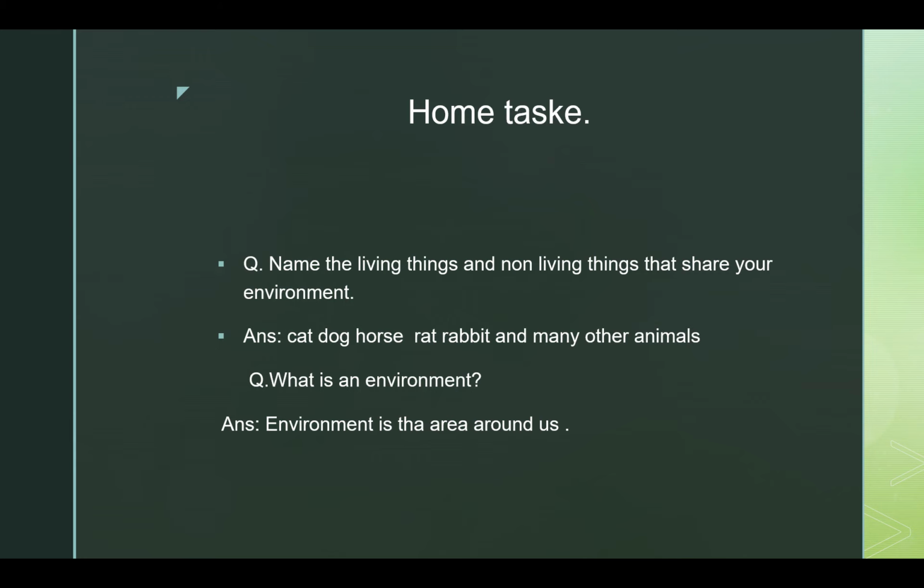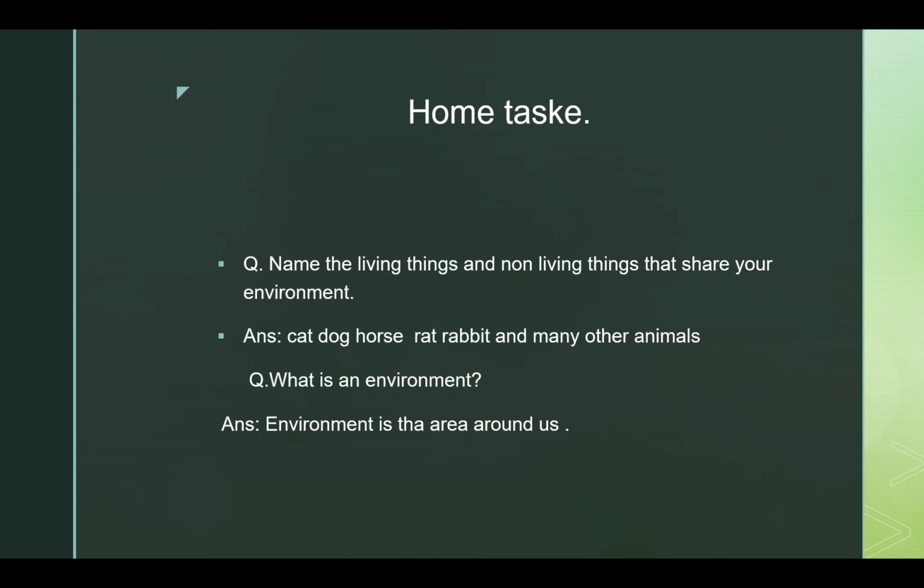First question is: name the living things and non-living things that share your environment. You can see street dogs and many other domestic animals in this world. So we share our environment with those animals, like cats, dogs, horses, rats, rabbits, and many other domestic animals. And the next question is: what is an environment?